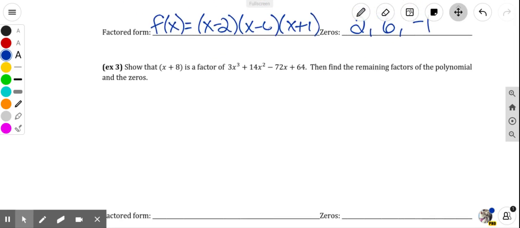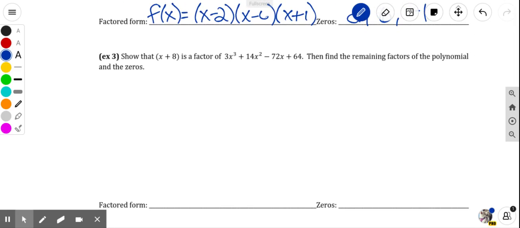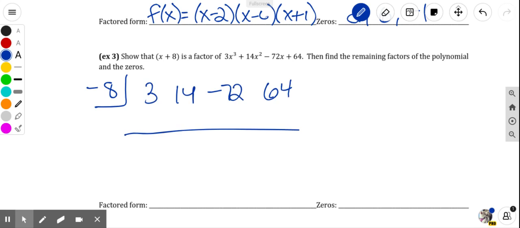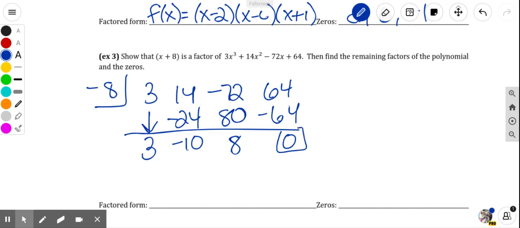This next one, the factoring is a little trickier. So you'll see the number in the box, negative 8. And then our coefficients are 3, 14, negative 72, 64. Bring down the 3, negative 24, add together negative 10, multiply, add, multiply, add. So yes, it is a factor. So our depressed polynomial here is going to be 3x squared minus 10x plus 8.